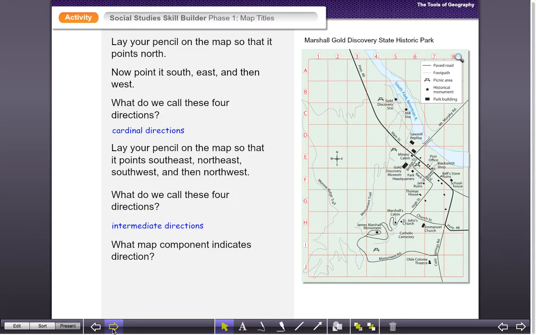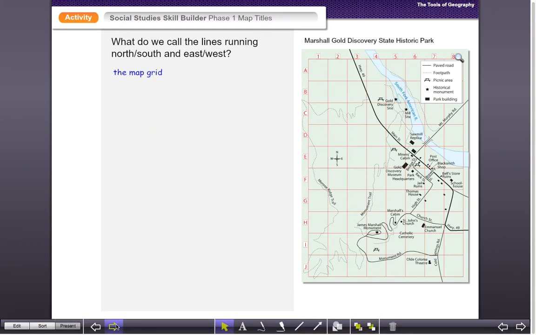What map component indicates direction? That is known as the compass rose, and you see that here with the box on the map. So this tells us which direction we have on the map. Now, what do we call the lines running north and south, east and west? Well, this is known as the map grid, and you see some examples here. All of those lines make up what is known as the map grid.